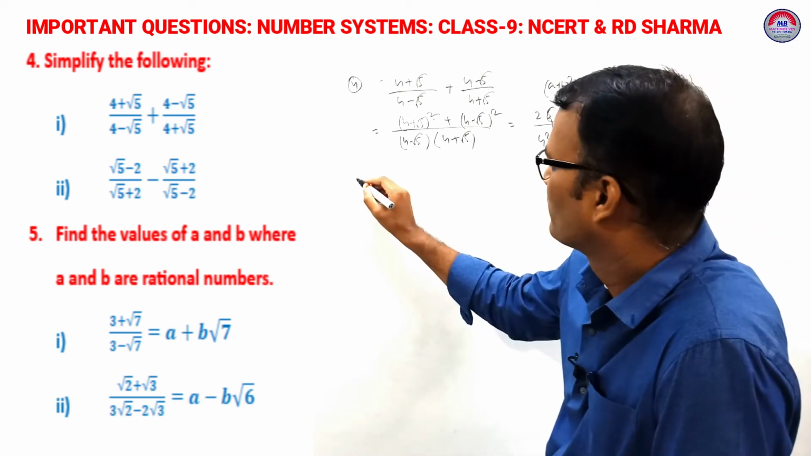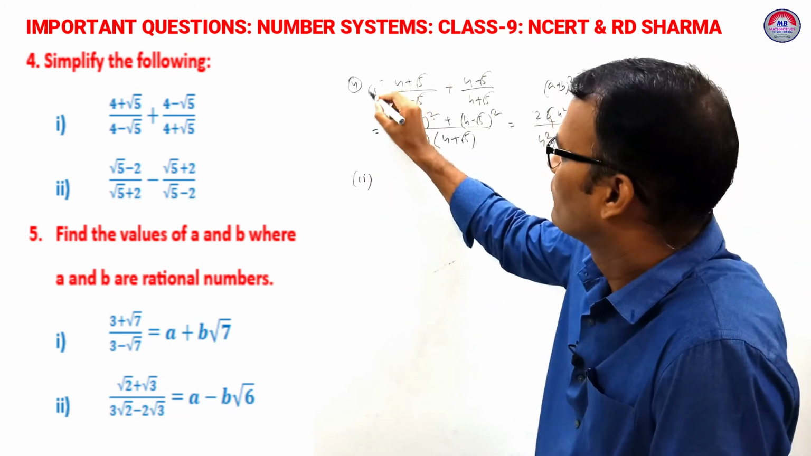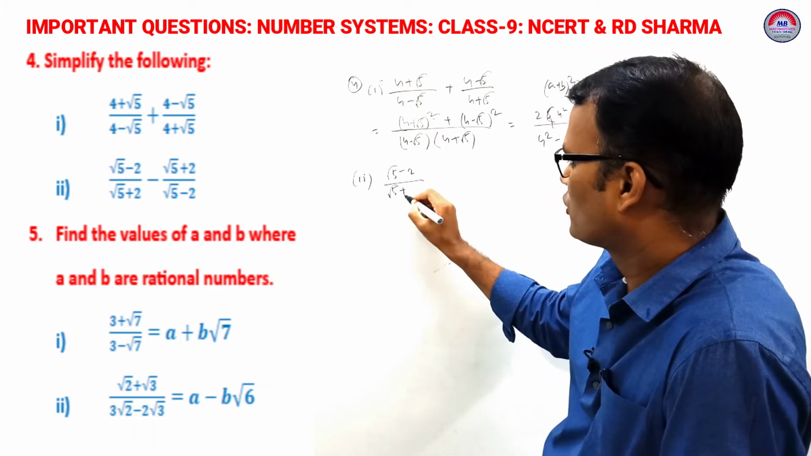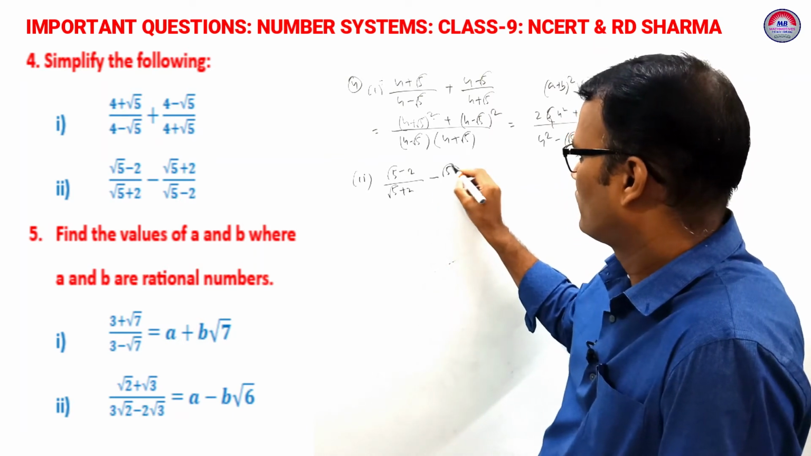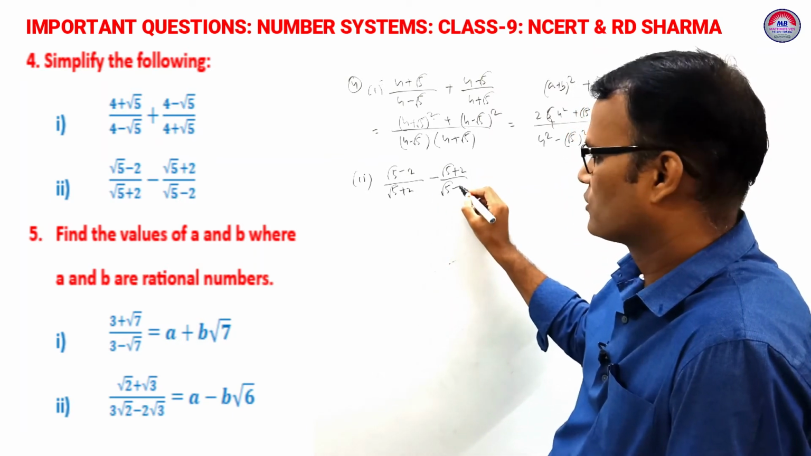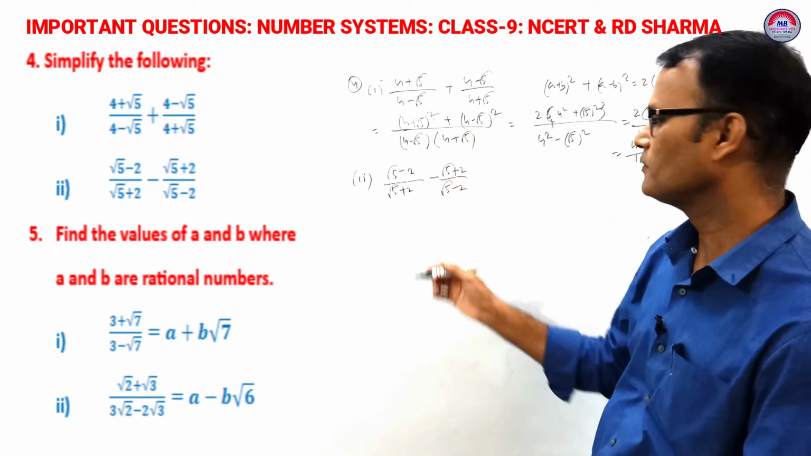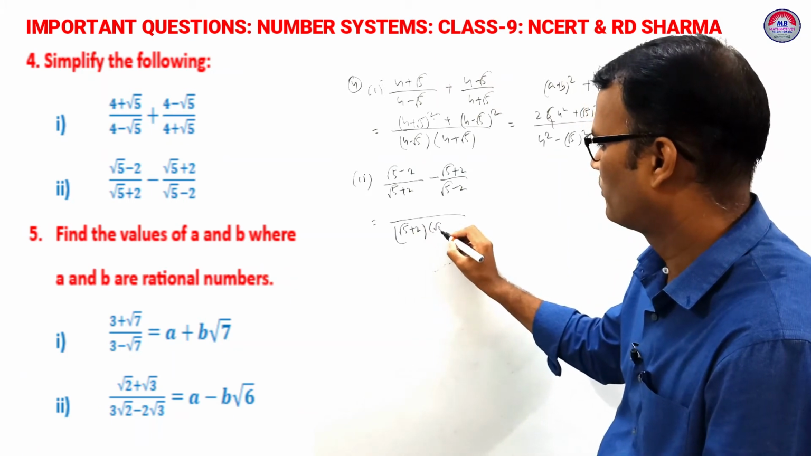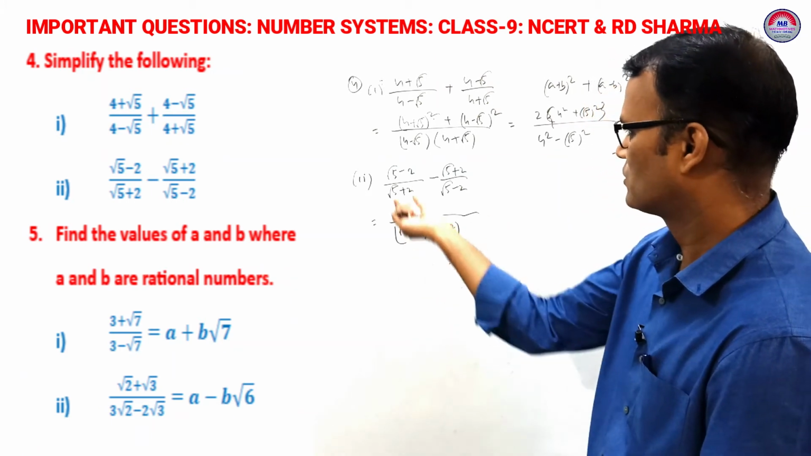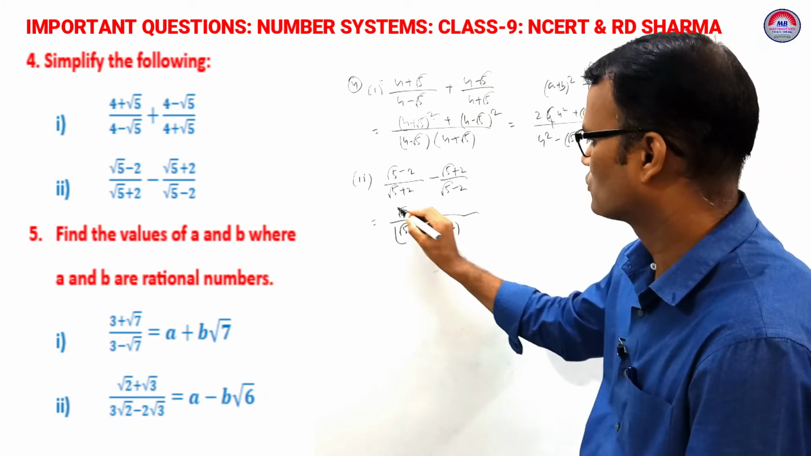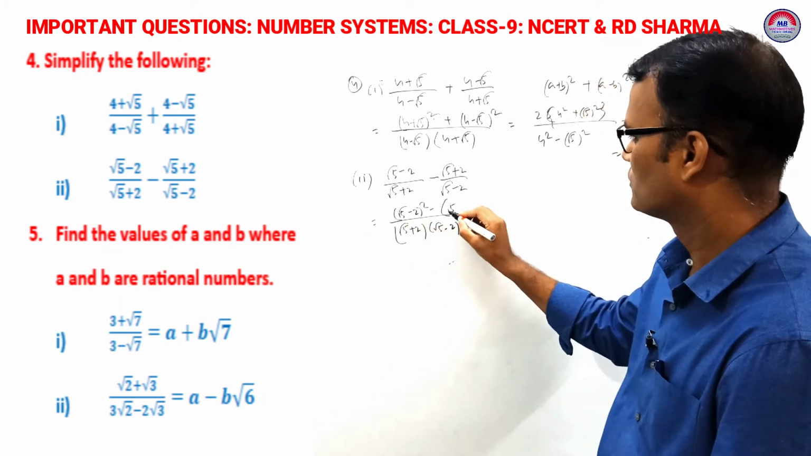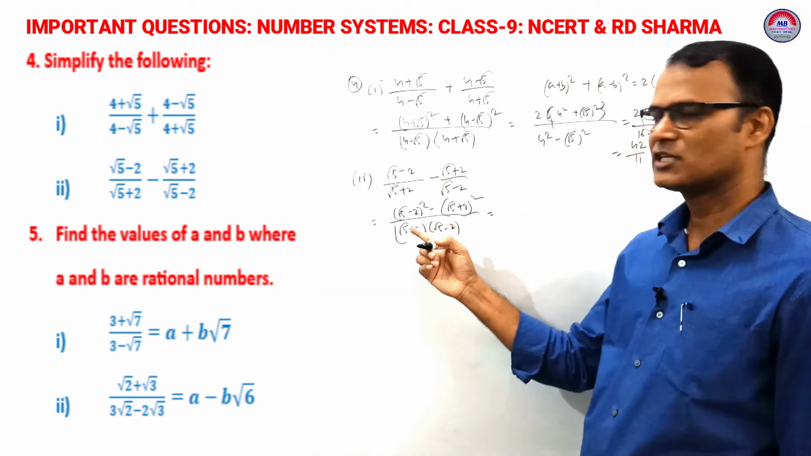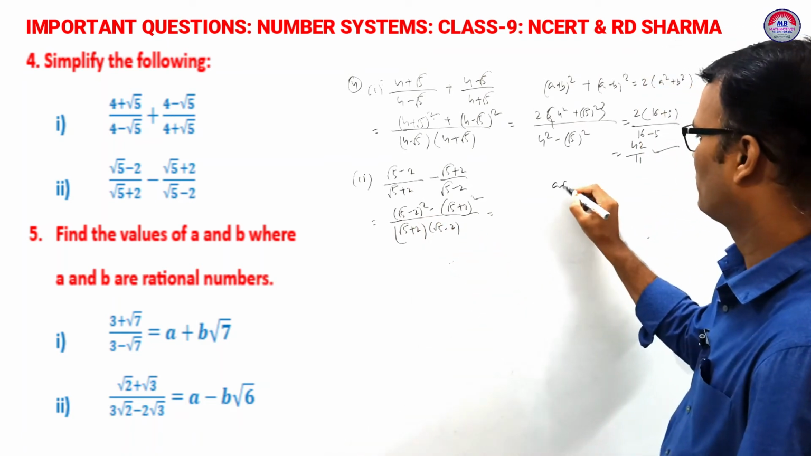Second one, you see, bit 2: root 5 minus 2 divided by root 5 plus 2, minus root 5 plus 2 divided by root 5 minus 2. Same, take LCM: root 5 plus 2 into root 5 minus 2. Division, multiply. So root 5 minus 2 whole square minus root 5 plus 2 whole square. You see here a minus b whole square minus a plus b whole square.